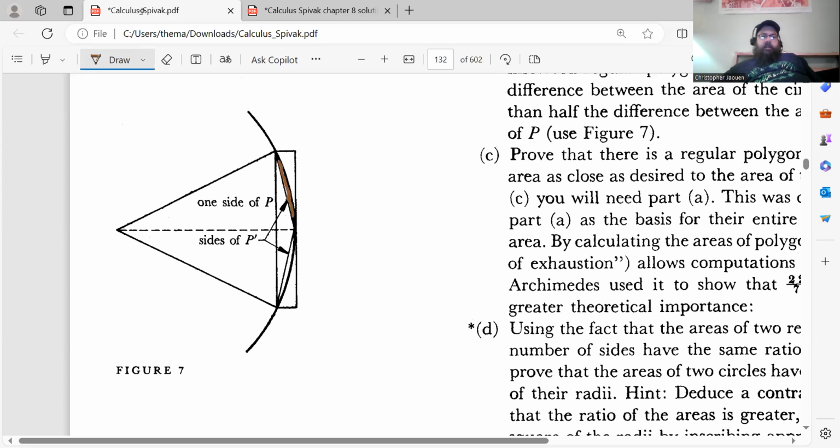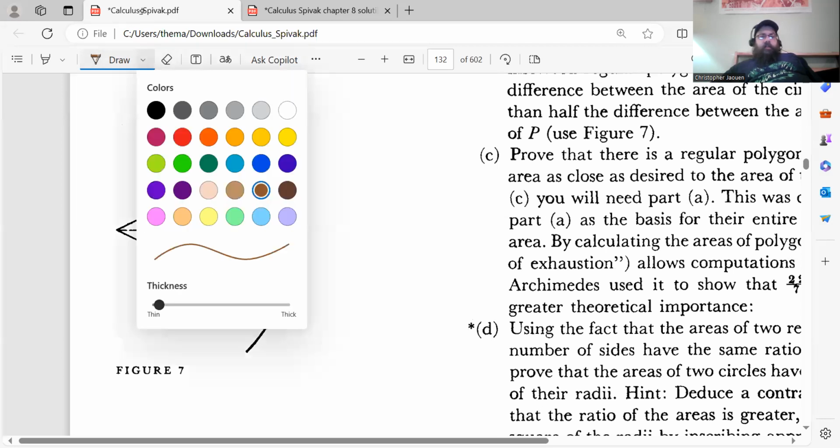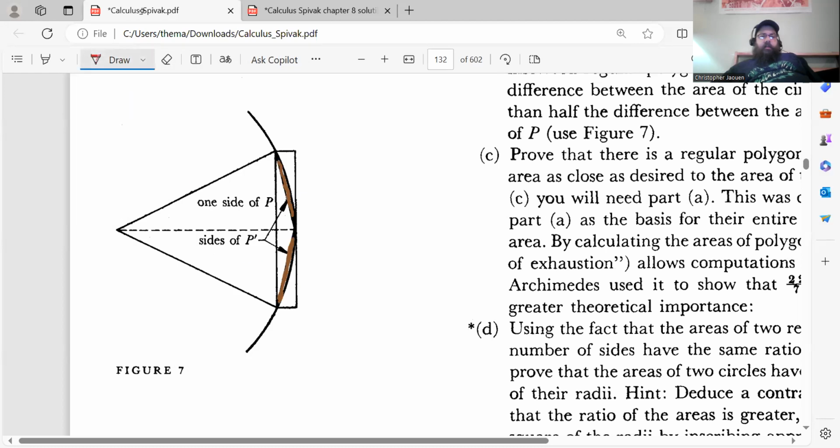this distance here is less than half of the whole distance, so less than the red area plus the brown area here.